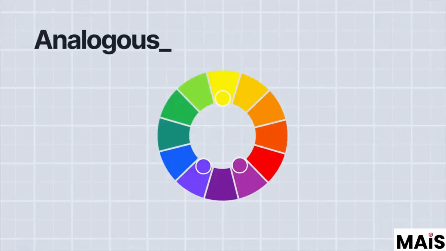Next up, we have analogous, and this color harmony works by combining a main color with colors that sit next to it. This color scheme can produce a calming energy.